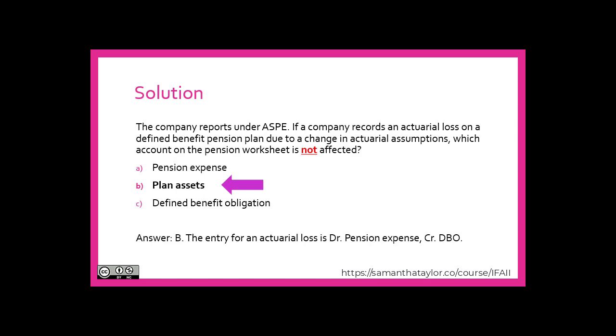The correct answer is B, plan assets. The entry for an actuarial loss is debit pension expense, credit DBO. Under IFRS, the actuarial gain or loss would go to OCI, but under ASPE, anything that would go to OCI would simply be put through the income statement instead.